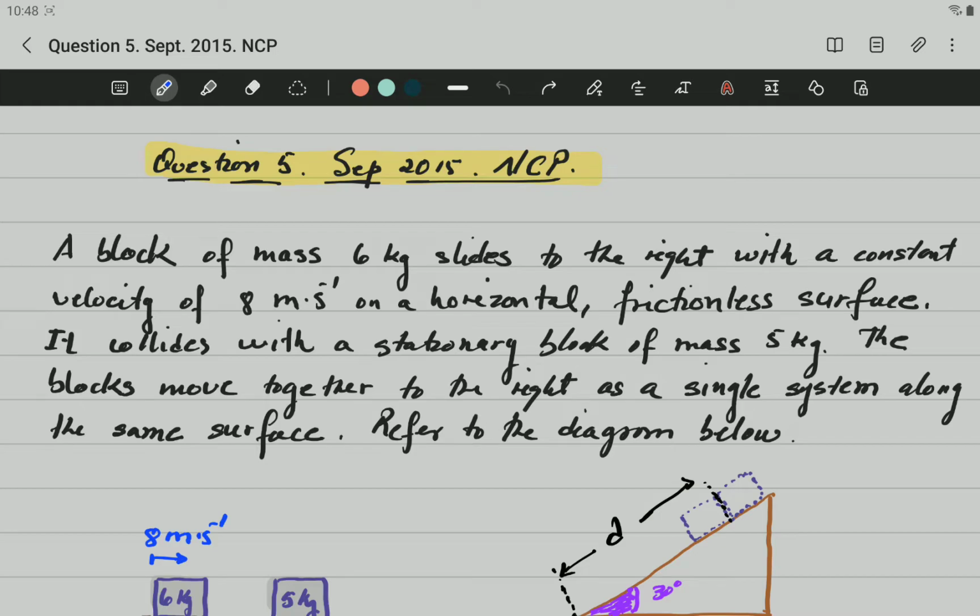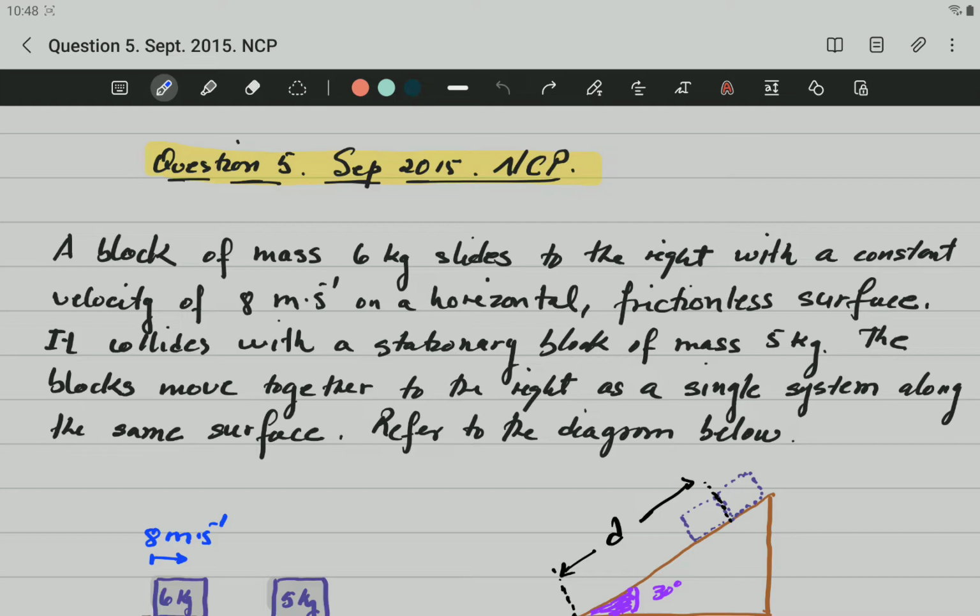Generally this question will have a little bit of everything. It will have something about momentum, it will have energy, and it will have something about Newton's law as well. This was question 5 from September 2015 in the Northern Cape province. So let's read the question quickly so we can start with the answer as fast as we can.